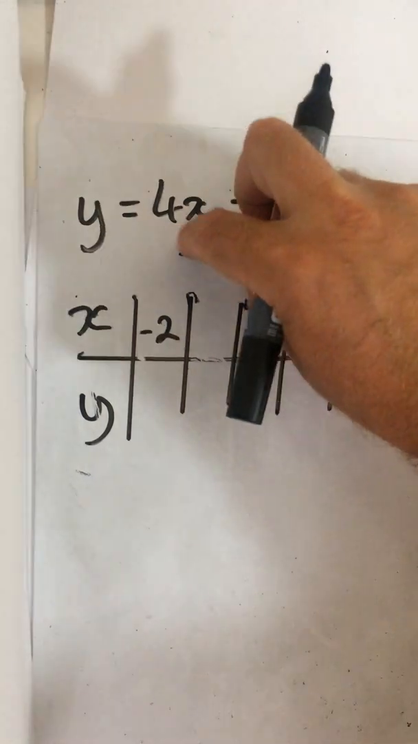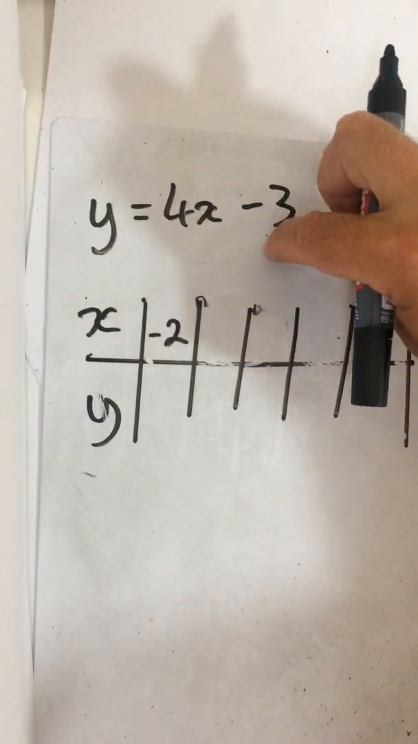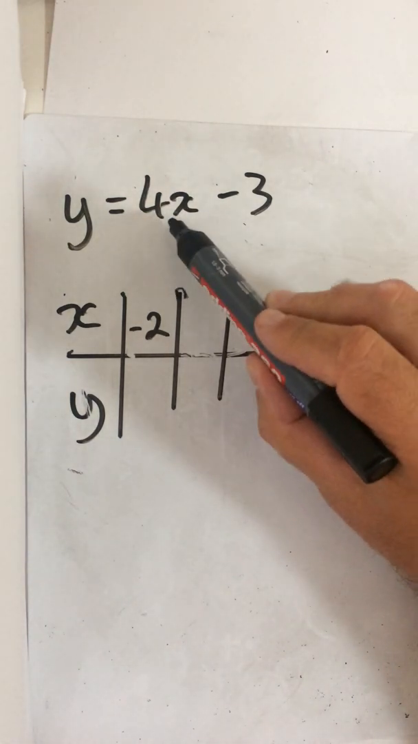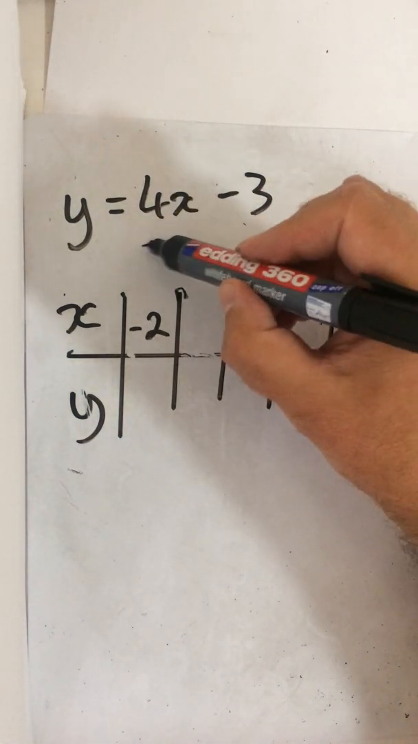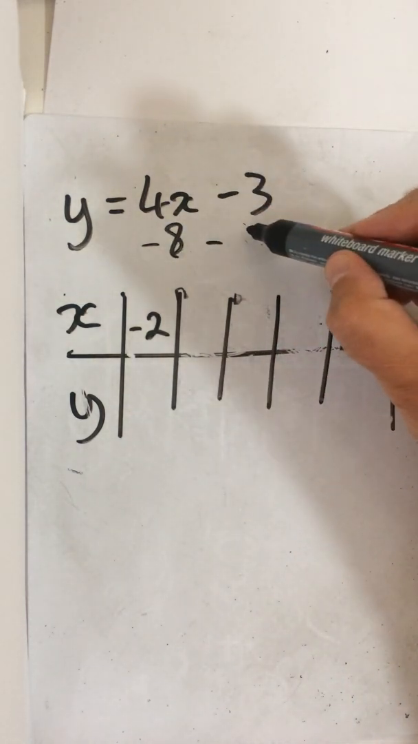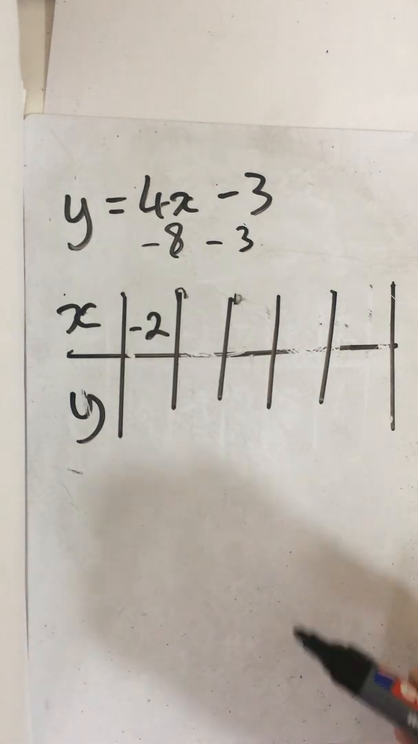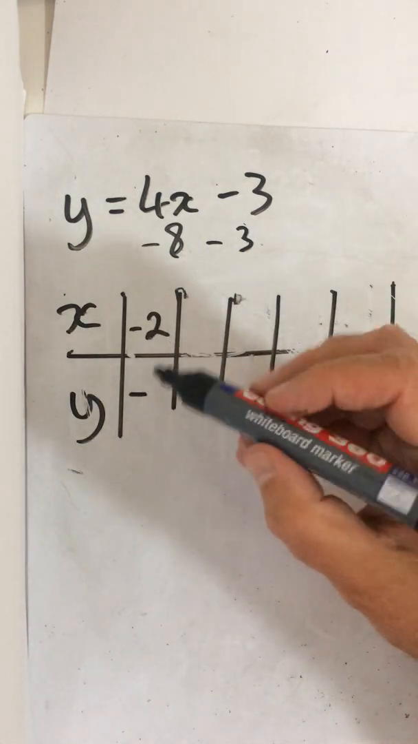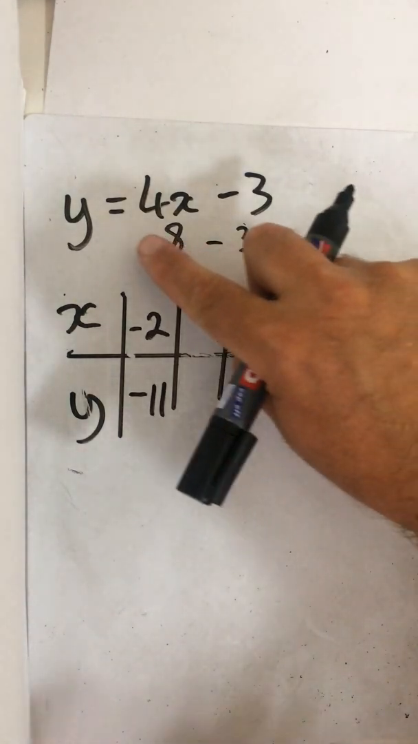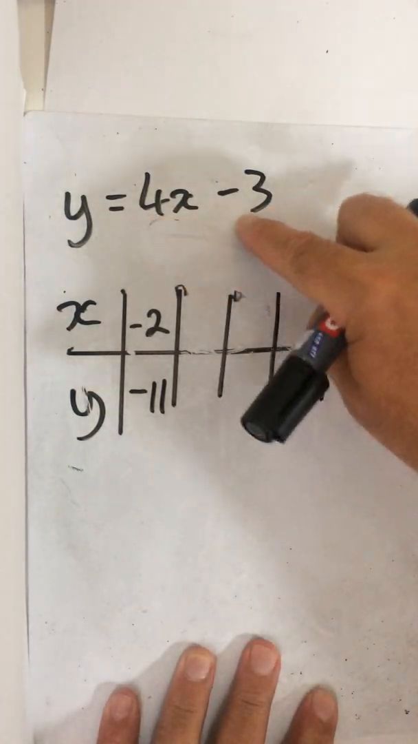No, let me try that again. Sorry. So I've got 4 times minus 2, which will give me minus 8. If I do minus 8 and I take away 3, it actually gives me minus 11. Okay, minus 11.